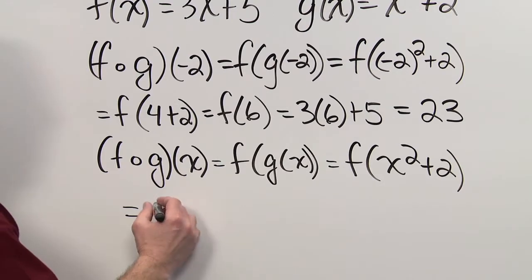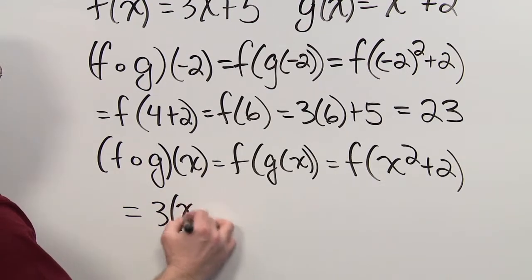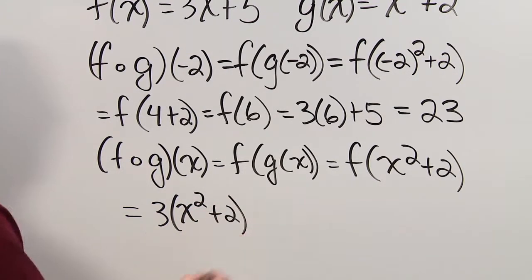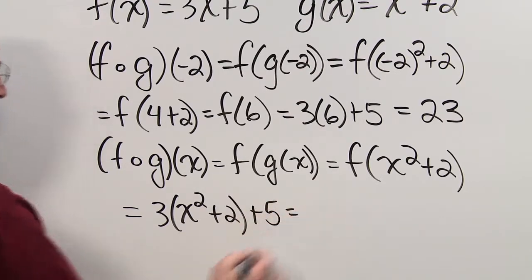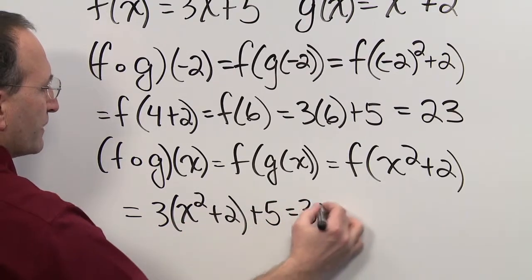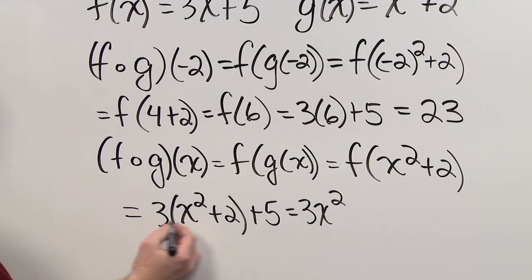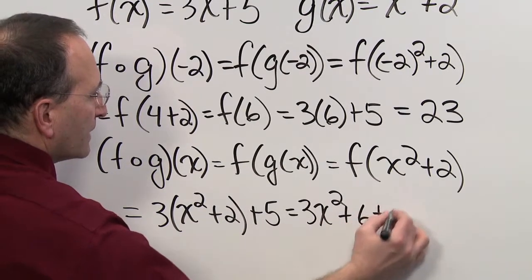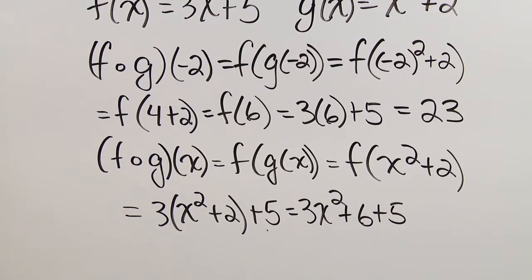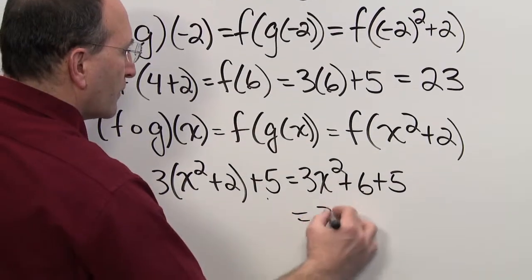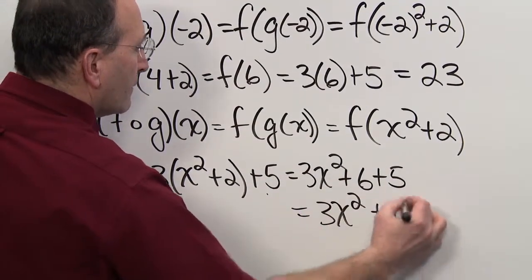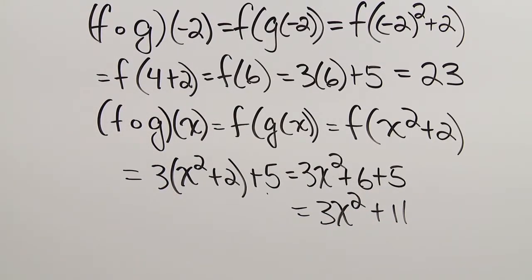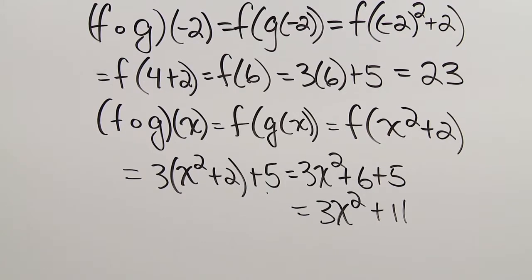That's 3 times x, so it would be 3 times x squared plus 2, plus 5. 3 times x squared is 3x squared. 3 times 2 is plus 6, plus the 5. And so this would be equal to 3x squared plus 11. So the composition of f with g of x is equal to 3x squared plus 11.